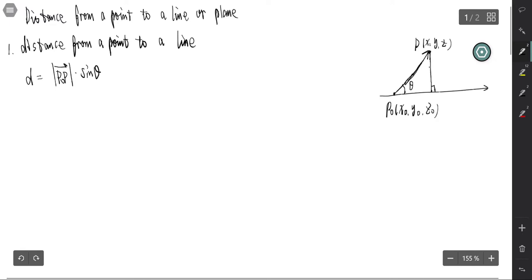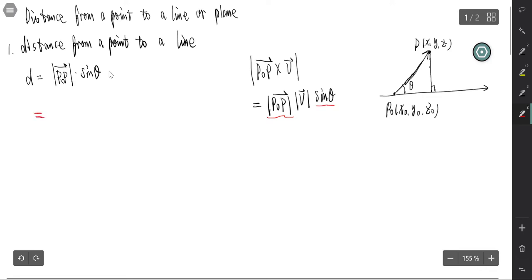And by the definition of the cross product, we know that P naught P cross the direction vector V, the length of the cross product, should equal the length of P naught P times the length of V times sine theta. Now in the formula of the distance, there is the length of P naught P times sine theta. That is here and here.